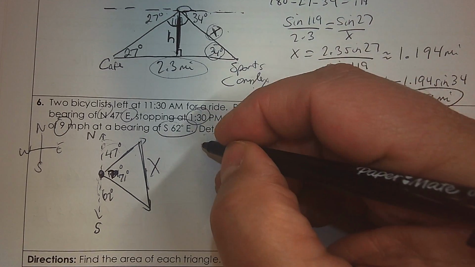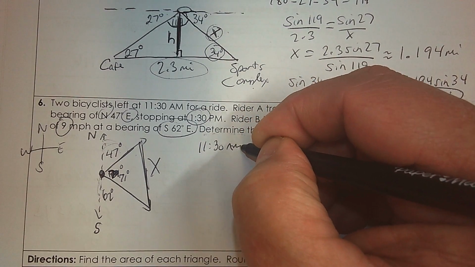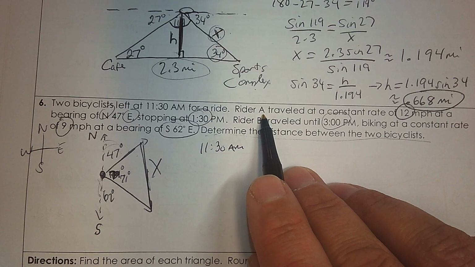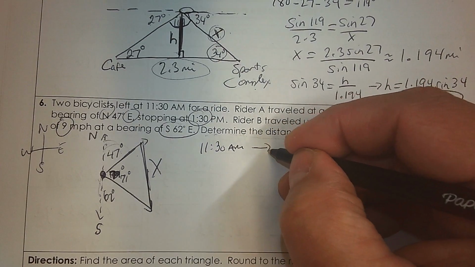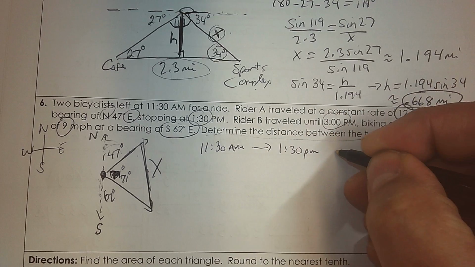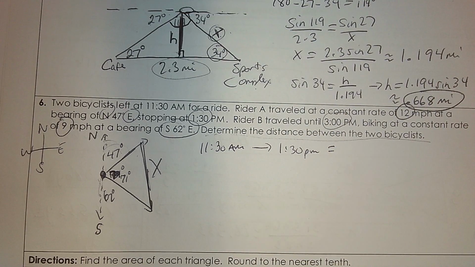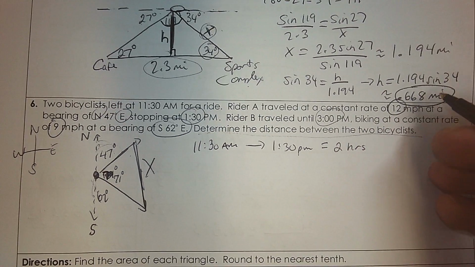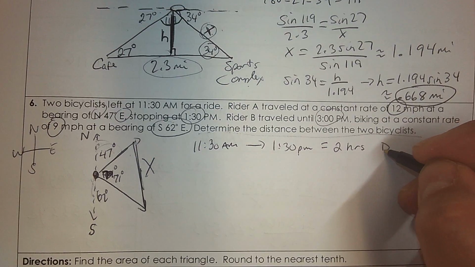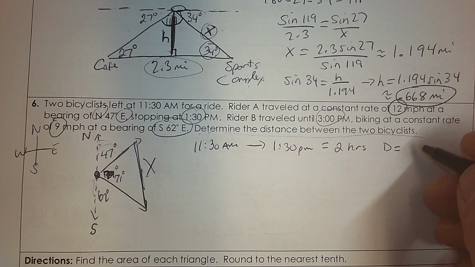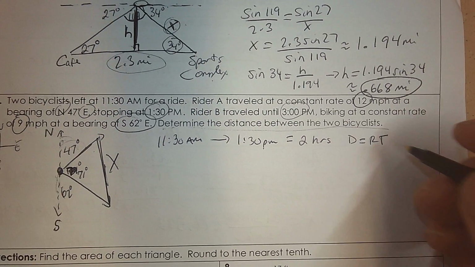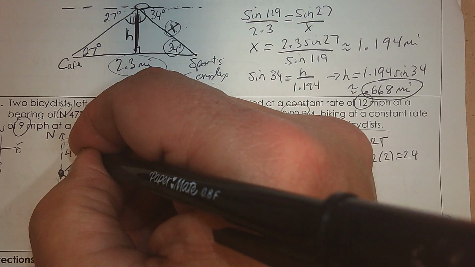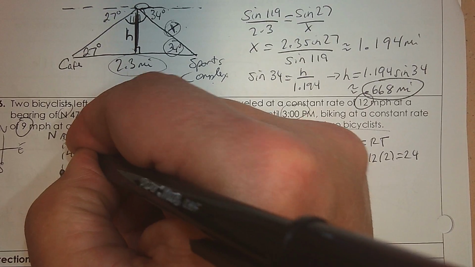Now the time and everything else. So what time did they start at? 11:30 a.m. And rider A is going 12 miles an hour and stopped at 1:30. So let's first of all figure out the time. So how much time has gone by from 11:30 to 1:30? And that's exactly 2 hours. And then how fast is he going? Well, he's going 12 miles an hour. So we're going to use this formula. Distance is equal to rate times time. So his rate is 12, and for 2 hours, that means how far did he go is 24 miles. So we're going to label 24 miles here for A.